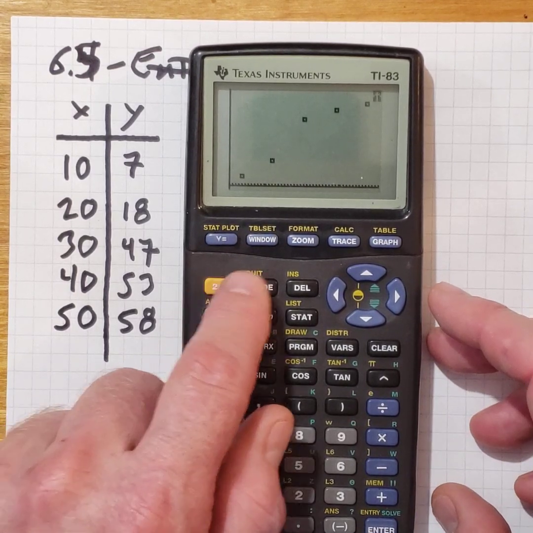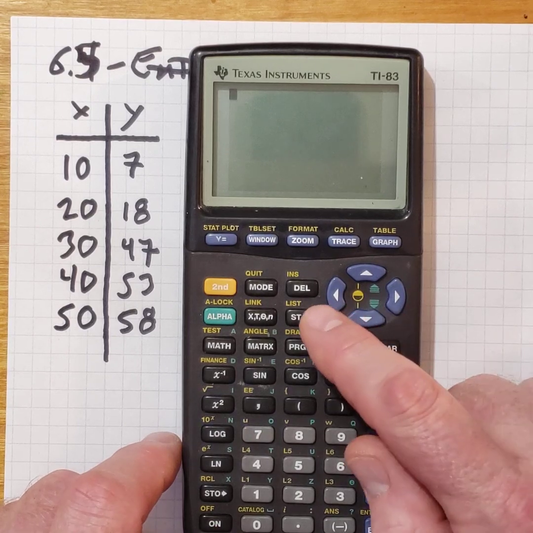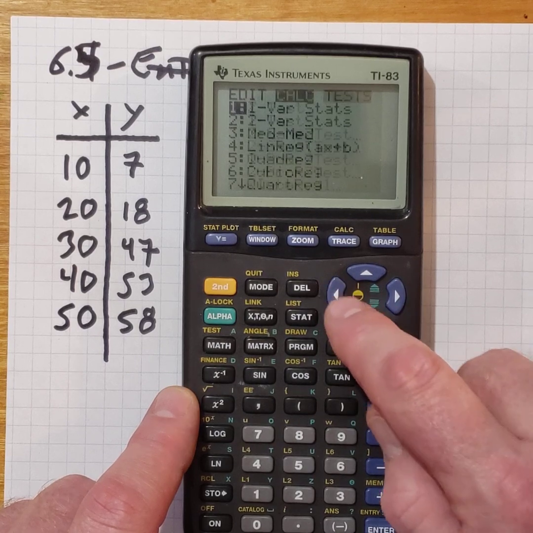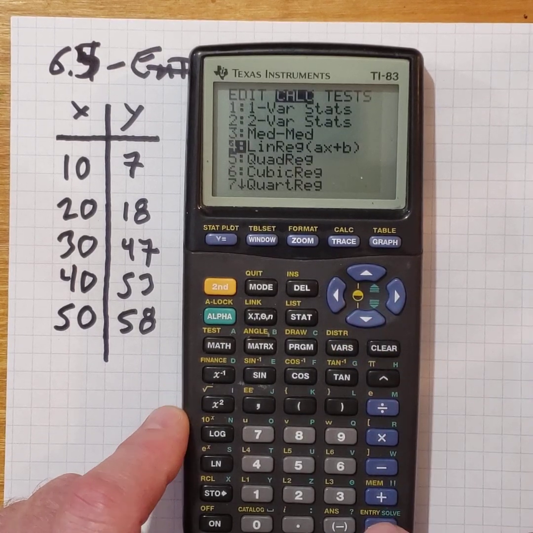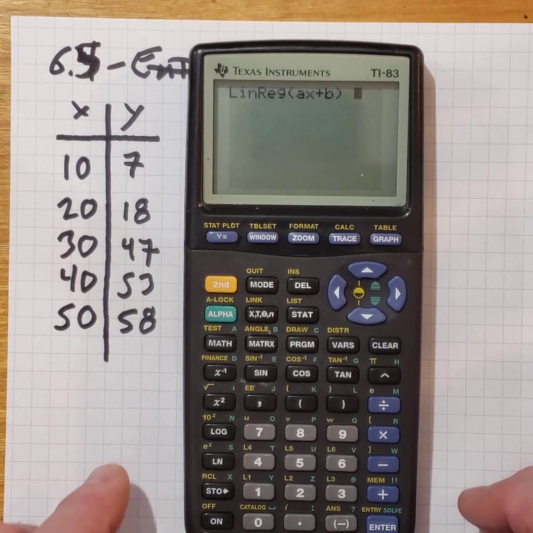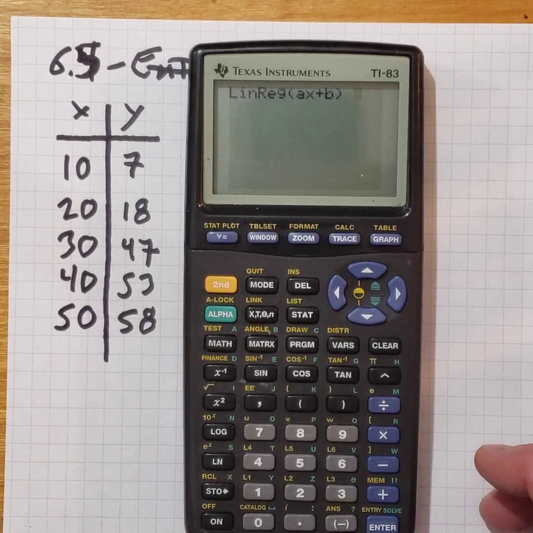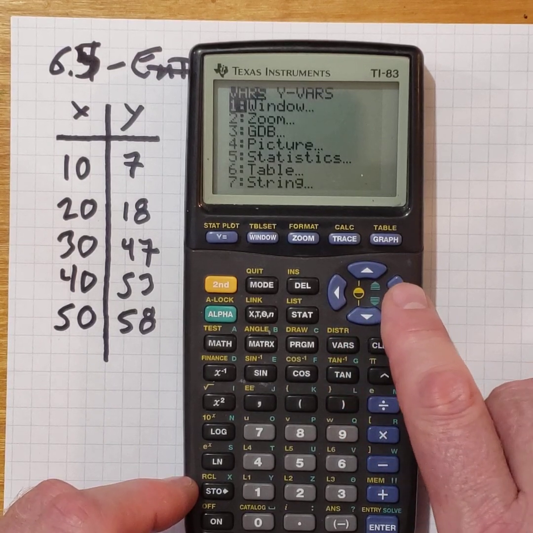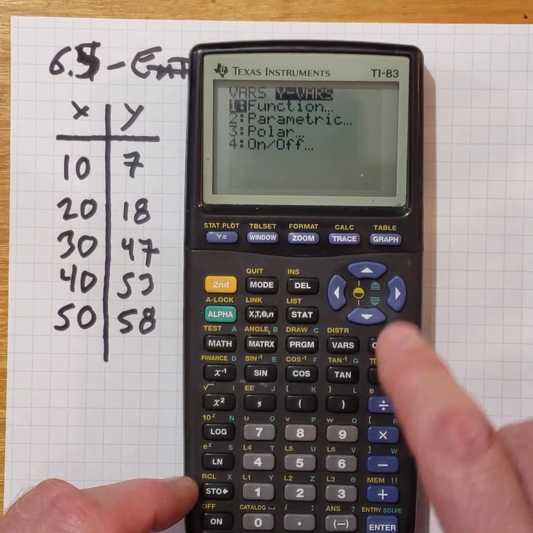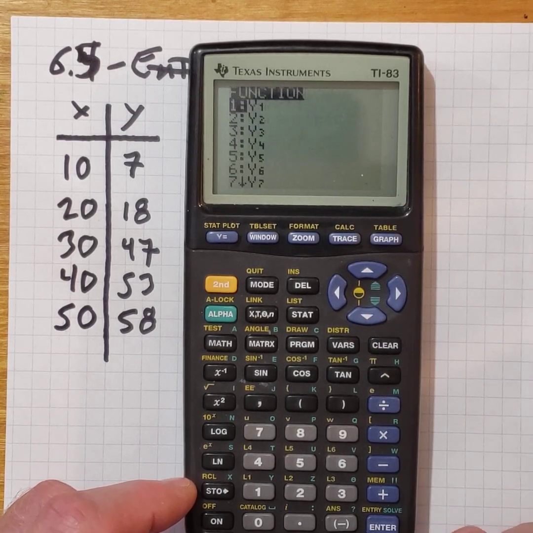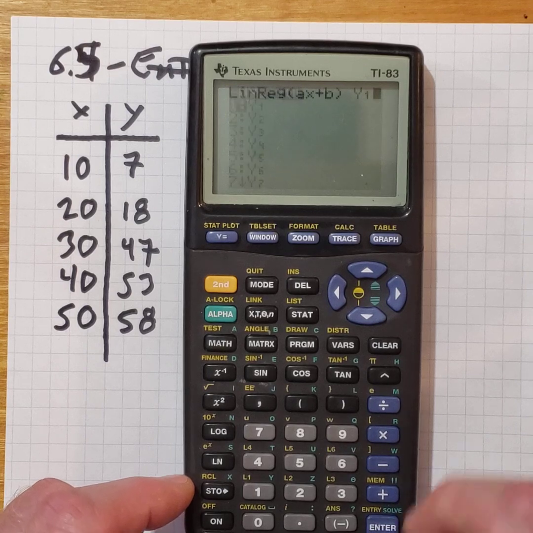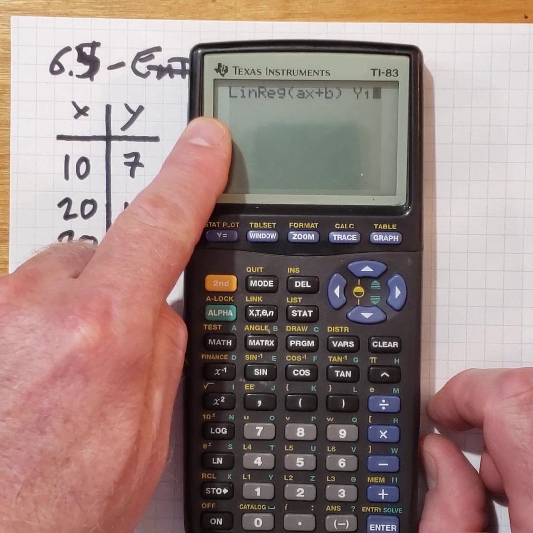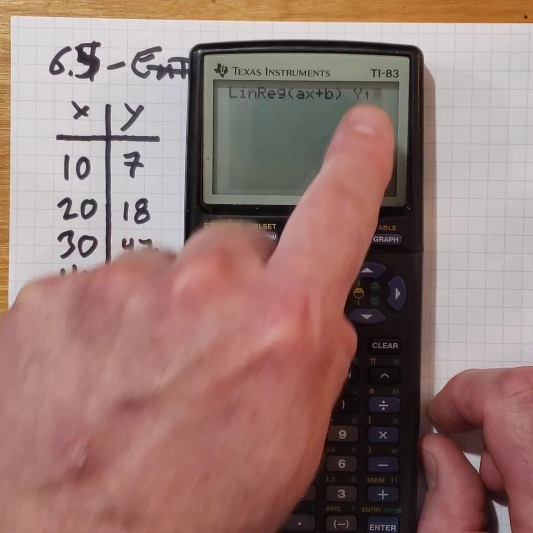we go to our home screen to do our linear regression: stat, over to calc, and then down to linreg, enter. Now don't hit enter again. What you want to do before you hit enter is vars, arrow over to yvars, and then, yes, we want a function variable, so enter. We want y1, enter. Now what this says is calculate the line of best fit, that's what linear regression is, and then store it in y1.